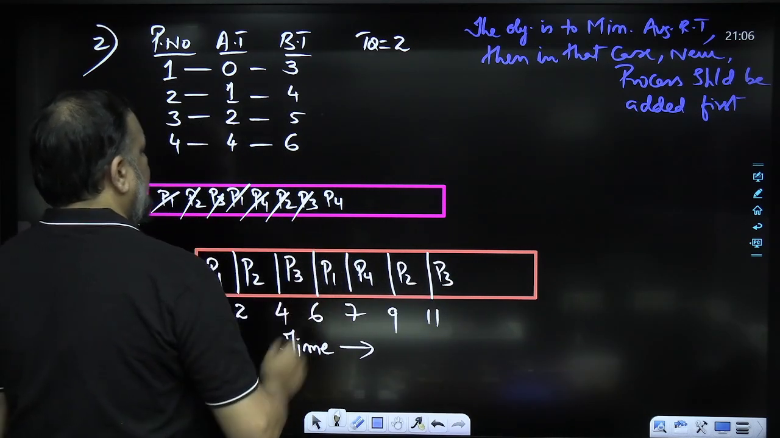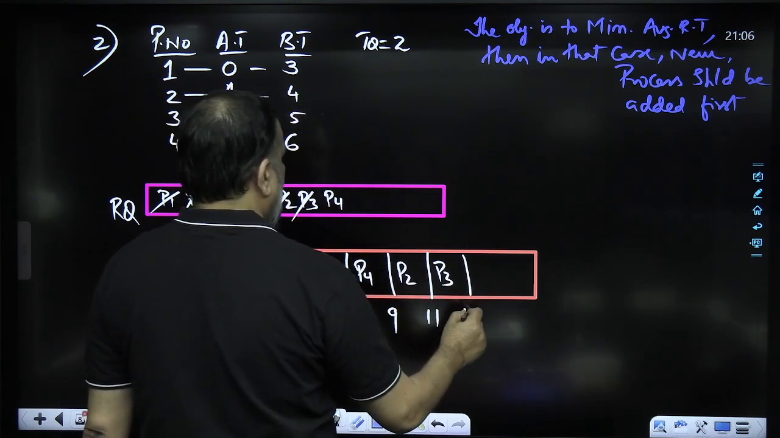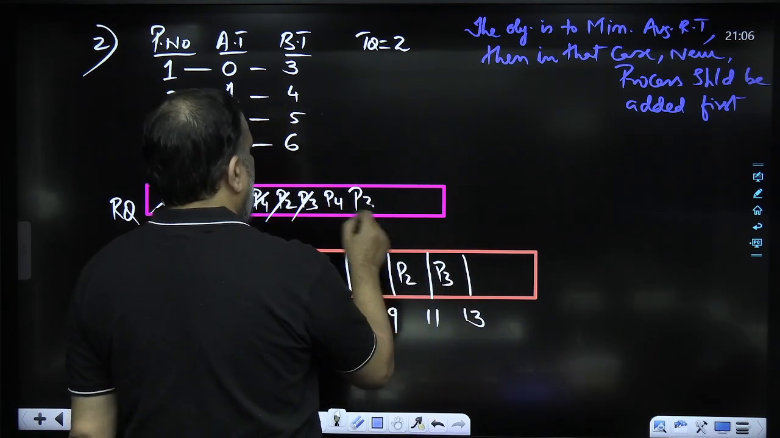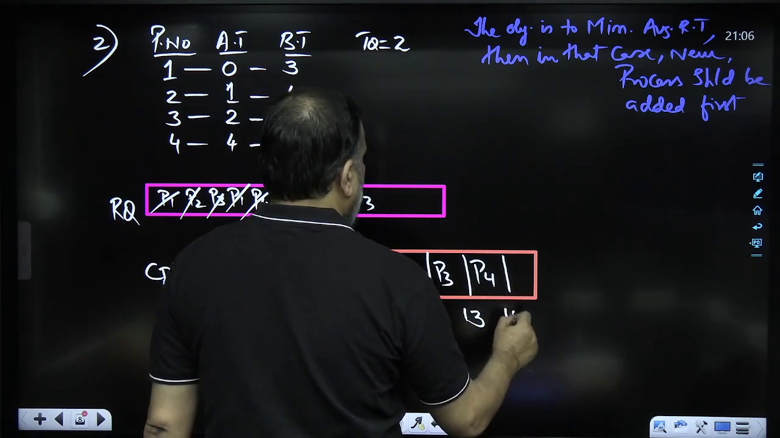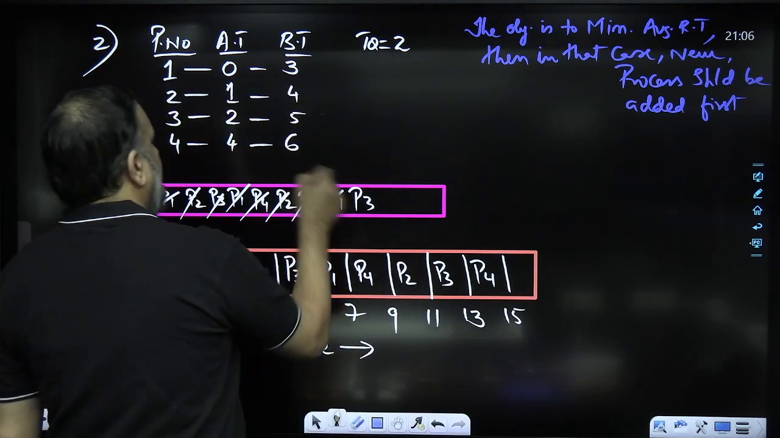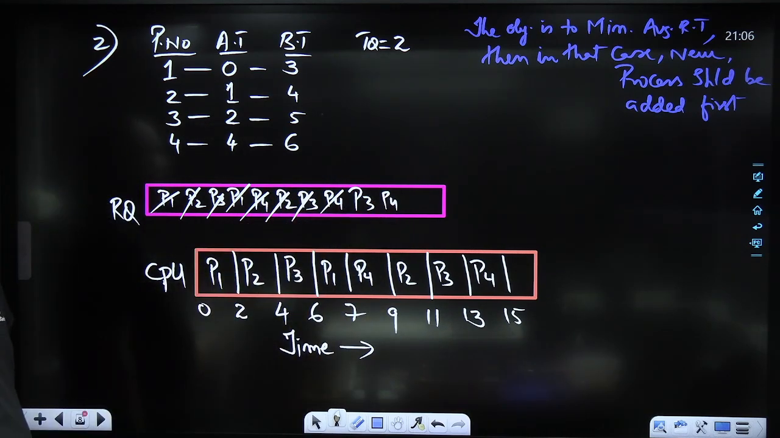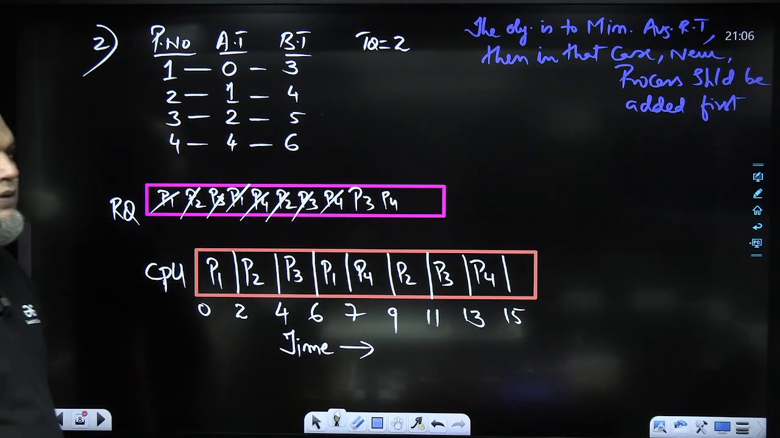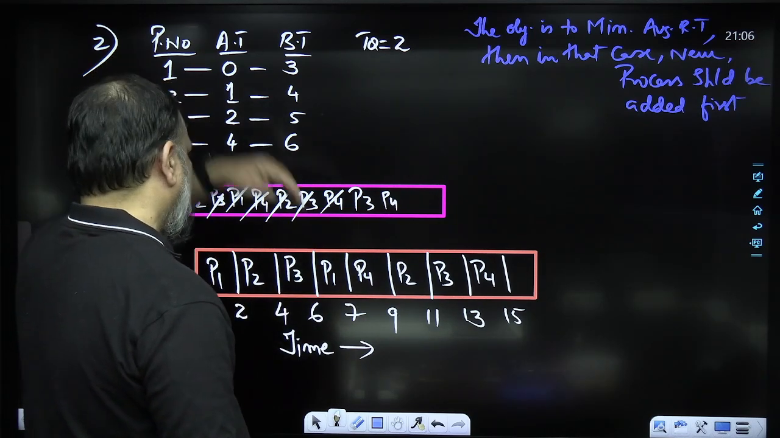P3 will run for the next time, right? Second round, first round, second round, 13. Then we add P3 again. Then P4 is going to run second round, right? So we are going to get preempted at time 15. So P4 will get added again. So don't forget to add the processes because they have not yet completed. Every process should complete the total burst. So what happens?